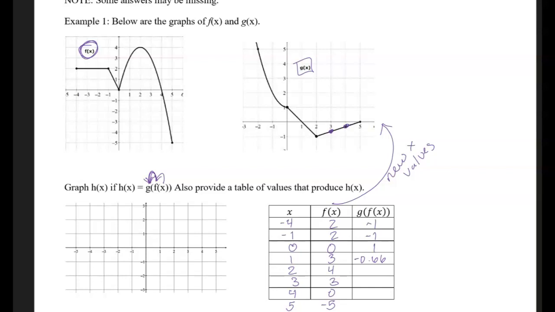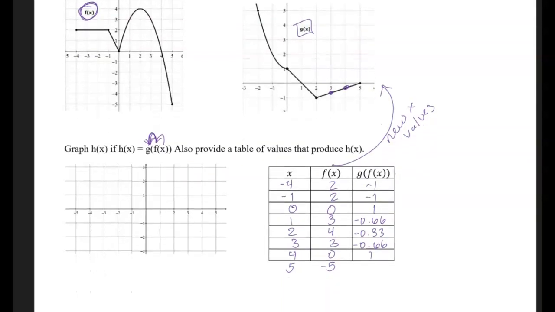And that's our next one, -0.33 repeating. And then again, when x is 3, your g of x value is -0.66. And when your f of x value is 0, your g of x value is 1. And -5 is not on that g of x graph, so we can't graph that.